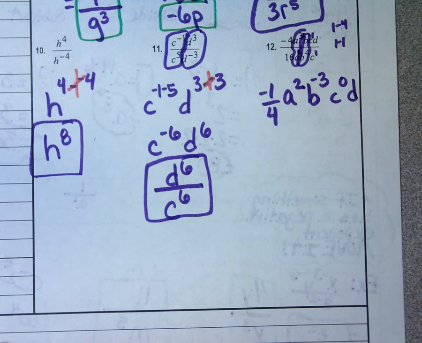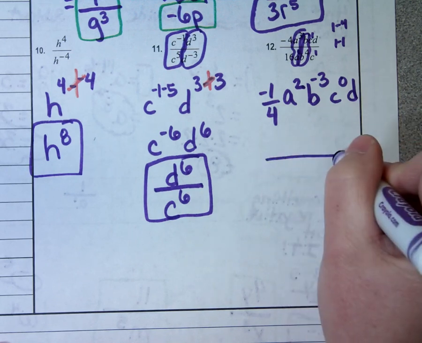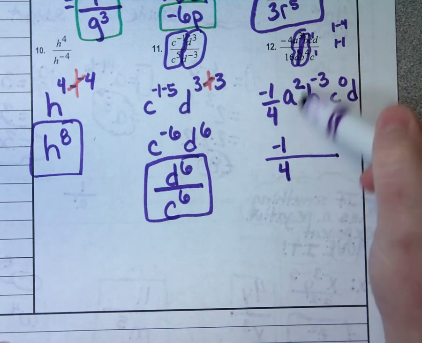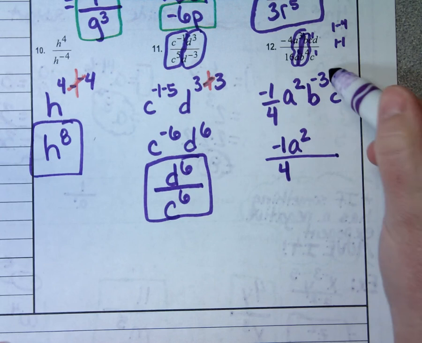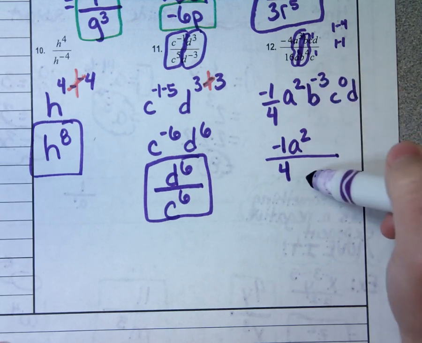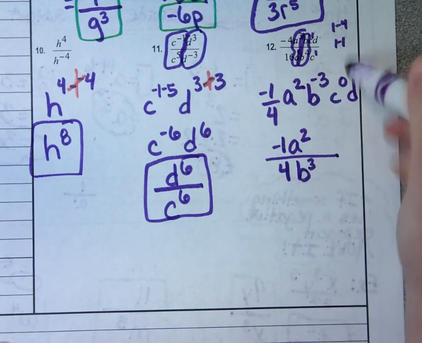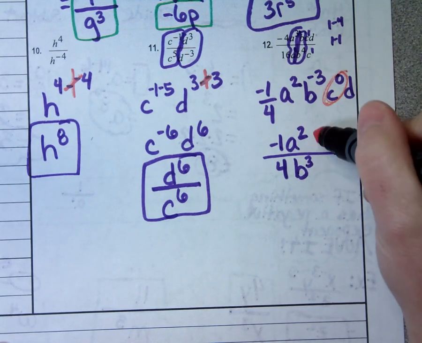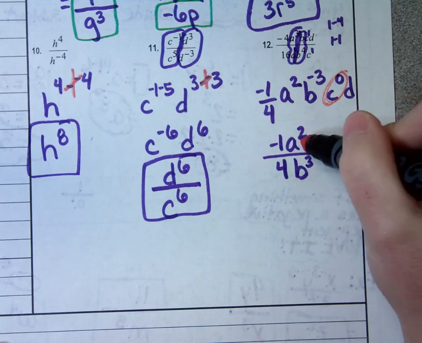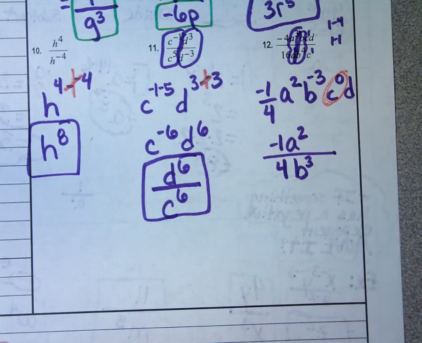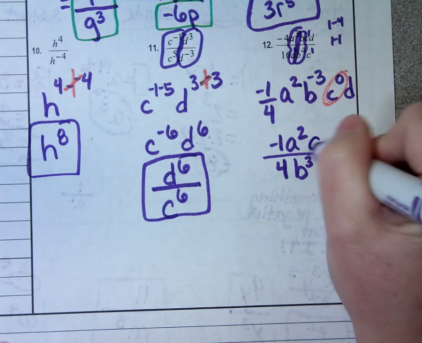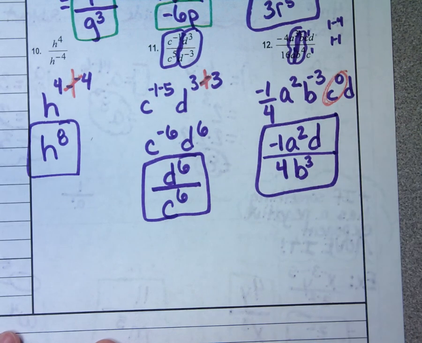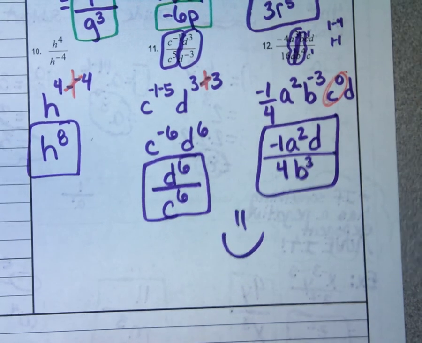So let's clean this. So first of all, I'm going to write it like this. I'm going to put negative 1 on top and 4 on bottom. A has a positive exponent, so it's going to stay in the numerator. B has a negative exponent, so it's going to drop to the denominator. Remember, anything to the 0 power is a 1. So if I put a 1 here, 1 times this is still just this, so I don't even do anything with it. And then D has a positive exponent, so it stays up top. And that's it. That's my answer. Not too bad. Smiley face. We're done with this one.